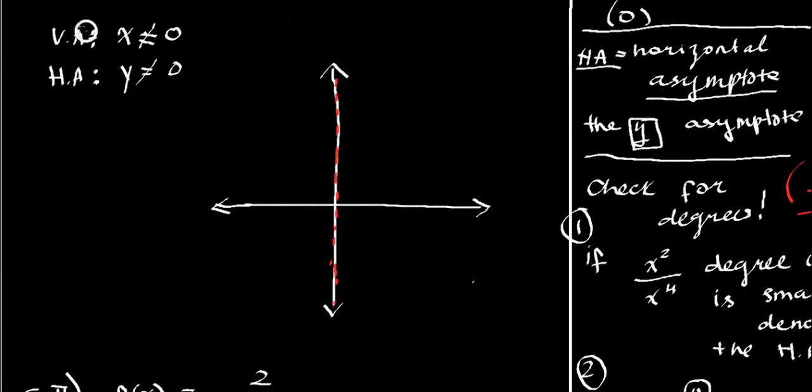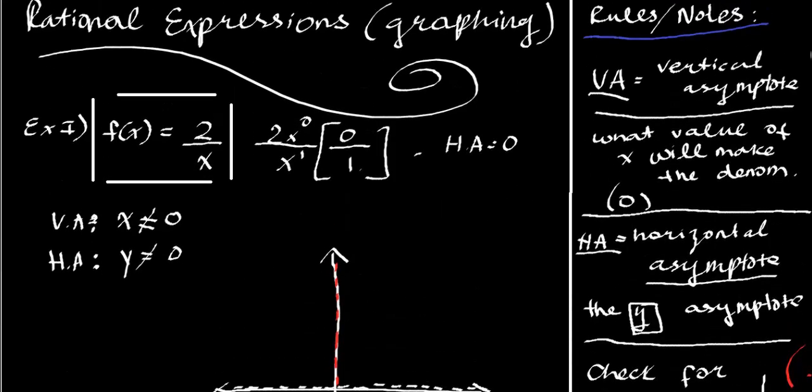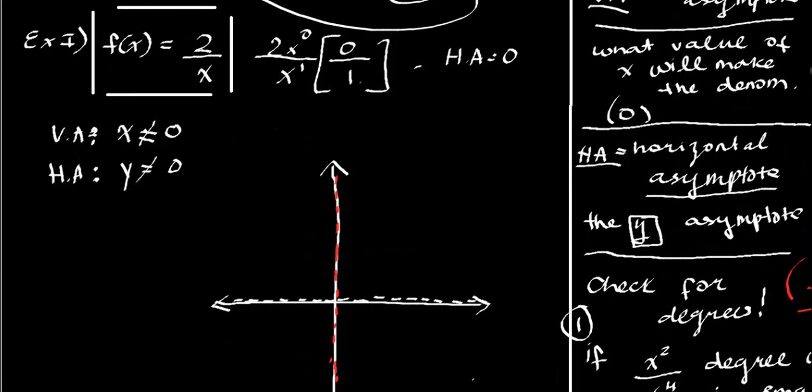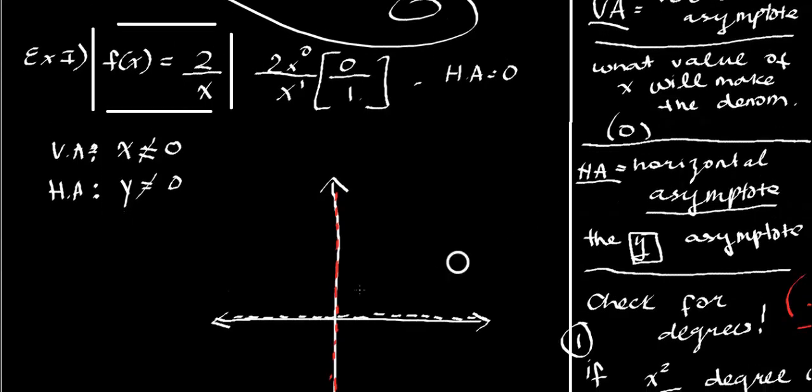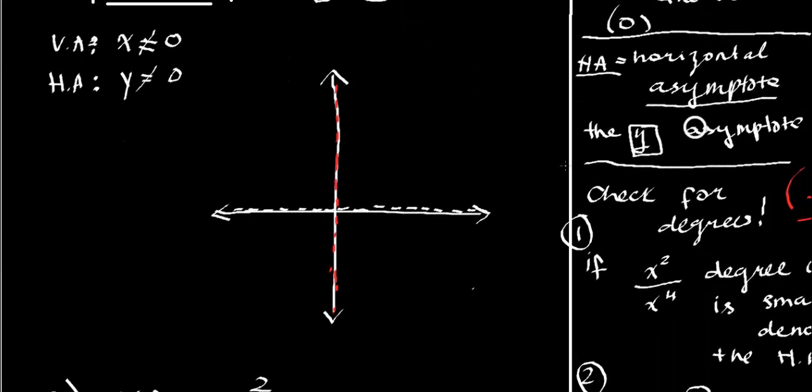We got the vertical. I'm not going to change the color because it's right there. I hope you can see it. So the horizontal asymptote is also 0. Alright? And now, since we know these two pieces of information, all we gotta do is plot points. So let's get our handy table of values. I love this guy. He is my best friend in mathematics.